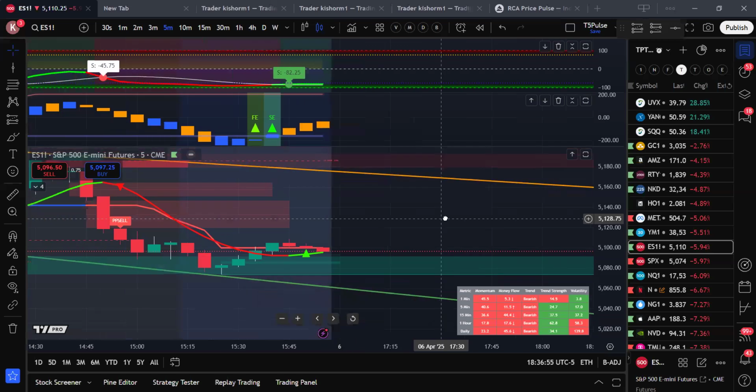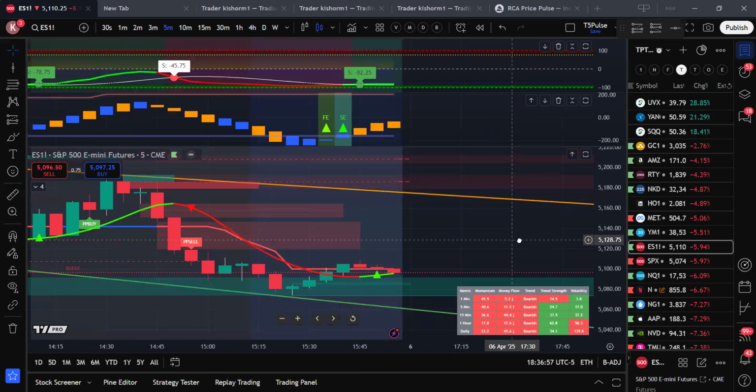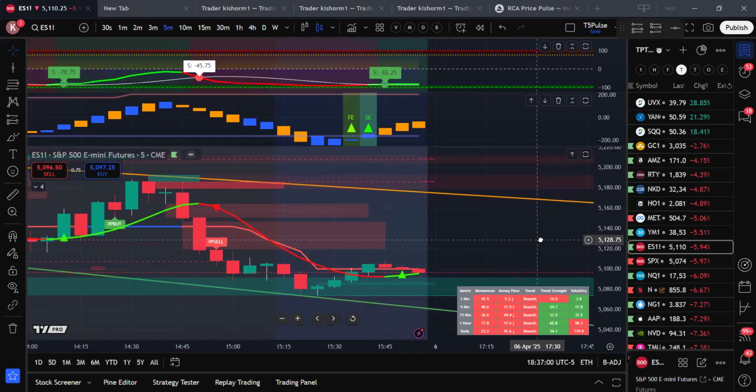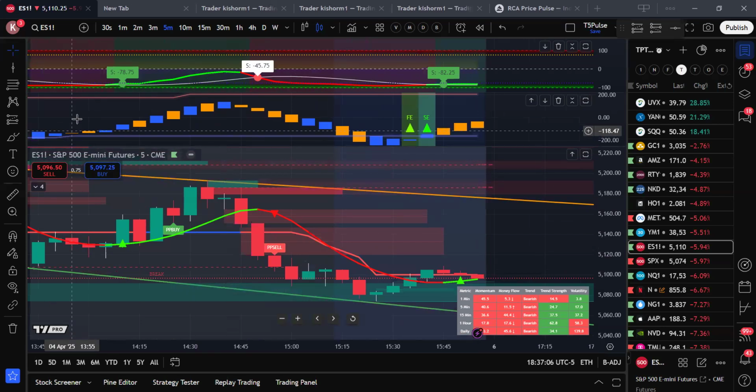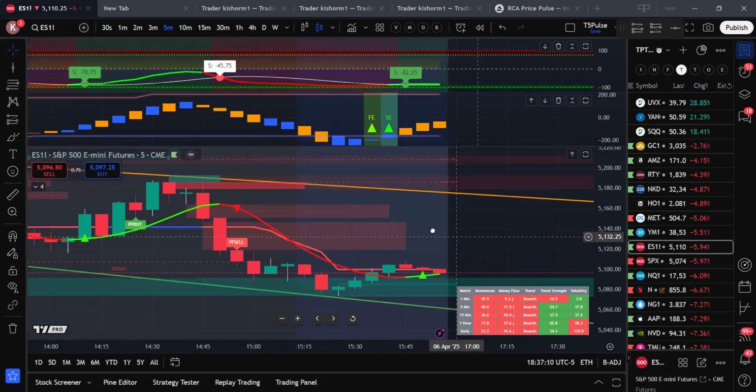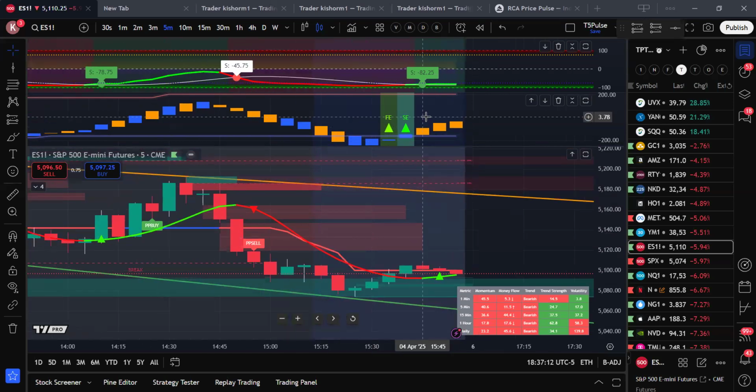T55 has been changed completely, Kishore, because earlier it was something different. Yeah, we changed it because the earlier one was filtering a lot and giving a little late entry. So this one will give us a much faster entry. This is fast entry. If you want to go long, this is a quicker entry. If you want a little slower entry, this is the slow entry.